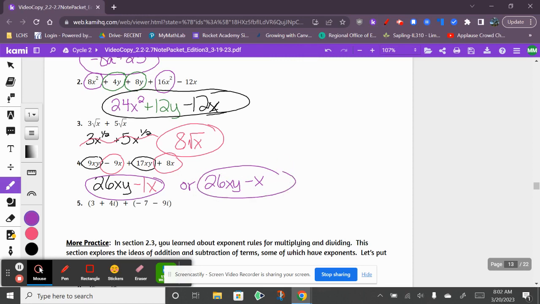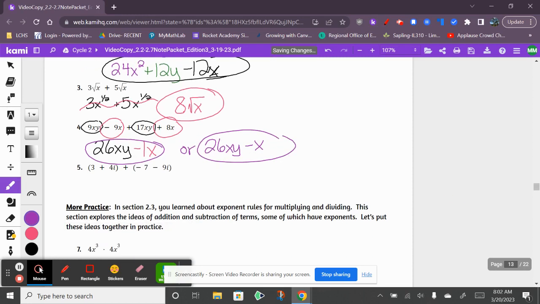Either one is correct. For the last one, you can ignore the parentheses here since we're just adding. So we're going to combine any terms that are just numbers. So those are just constants or numbers. So we have 3 plus negative 7. So that would give us negative 4. And then we have 4i and minus 9i. So if we combine those together, we get minus 5i.